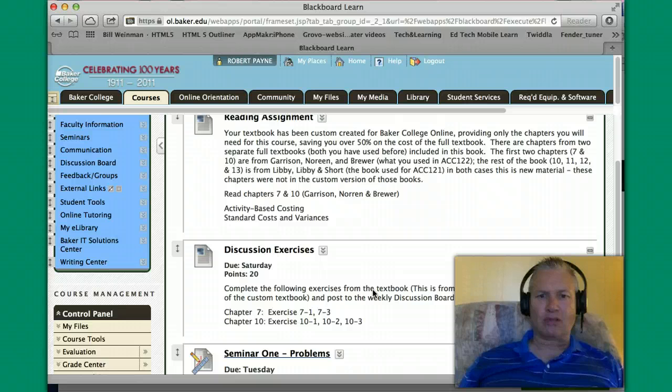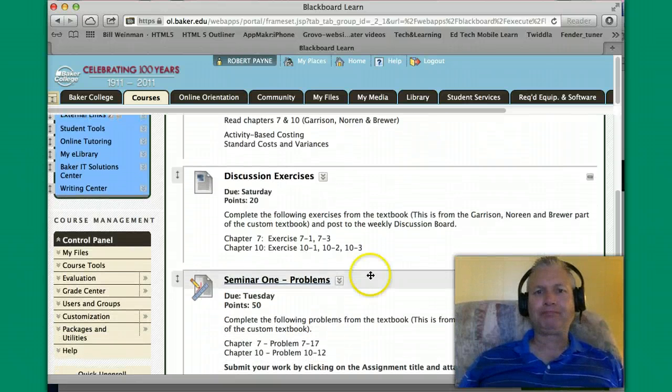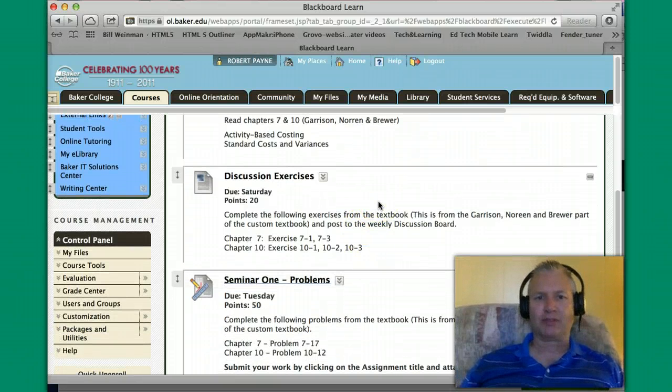And each week is going to be set up roughly the same. In this first week we have some discussion exercises. These are going to be posted to the discussion board. I will put a discussion thread out there each week for this, so that we can keep everything grouped together. It's going to make it a lot easier for us to follow the conversation.